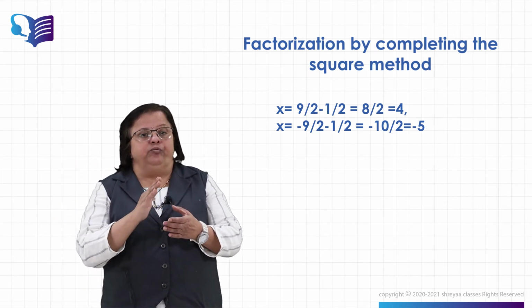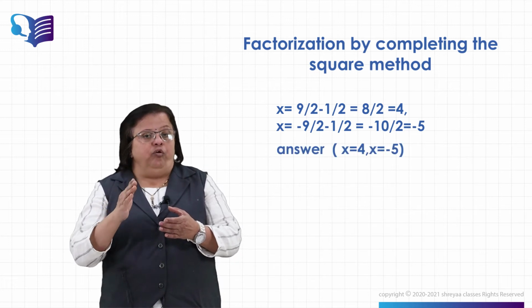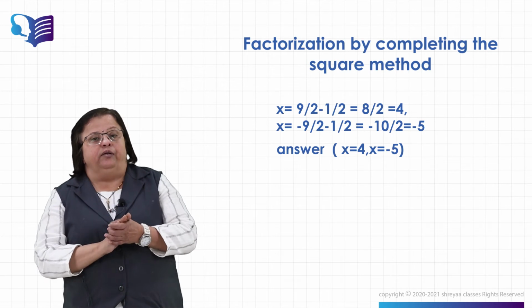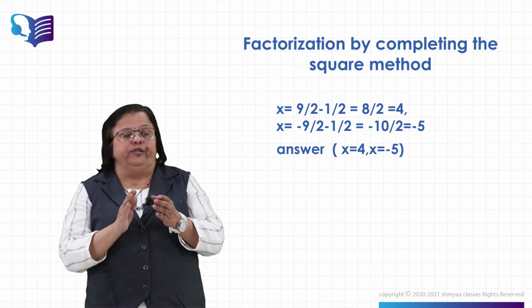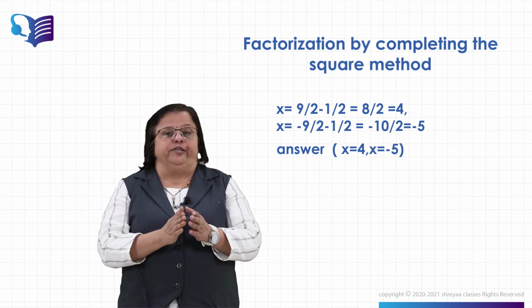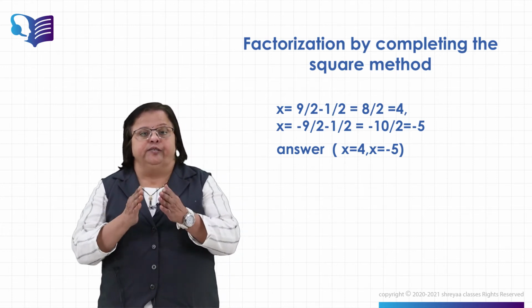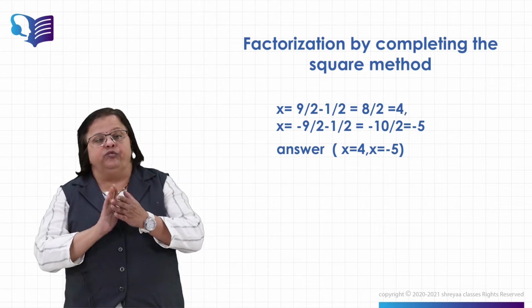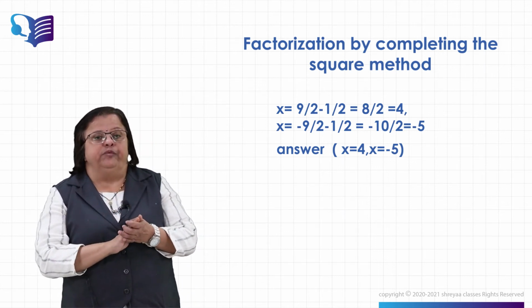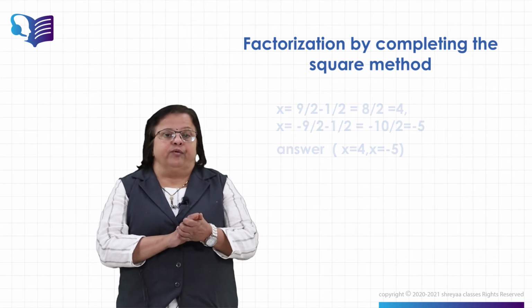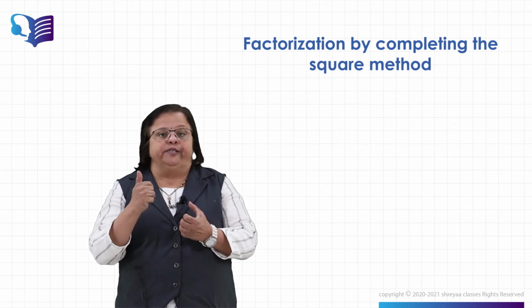Therefore, the answer is what? x is equal to 4 or x is equal to minus 5. So, we get the solution of this quadratic equation by the completing the square method. As x is equal to 4 and x is equal to minus 5, you can also solve this by splitting the middle term. You will get the same answer. Okay. Now let us see the second example.